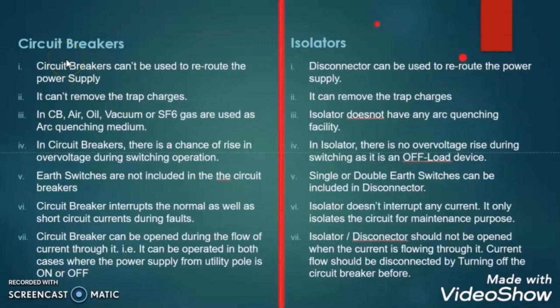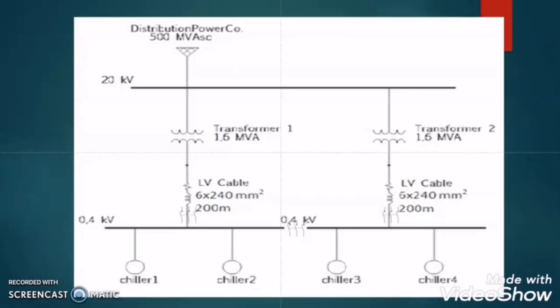The next difference between the circuit breaker and isolator is that the isolator or disconnector can be used to reroute the power, but this facility can't be taken from the circuit breaker. That is, the circuit breaker can't be used to reroute the power supply, but the isolator can. Let me explain this one. Suppose here there are two transformers, transformer 1 and transformer 2. Transformer 1 is the main transformer and transformer 2 is the standby transformer.